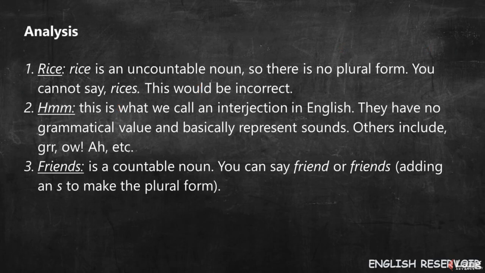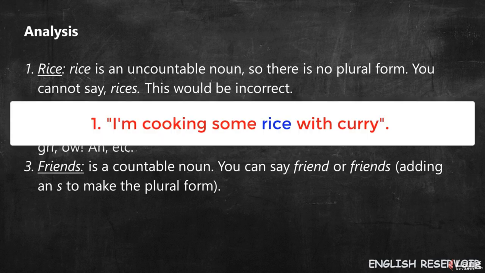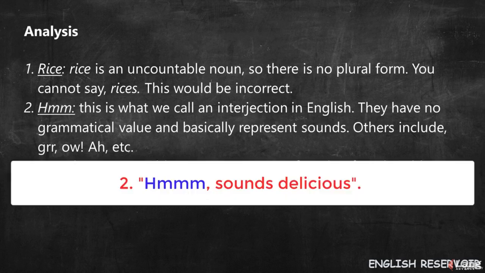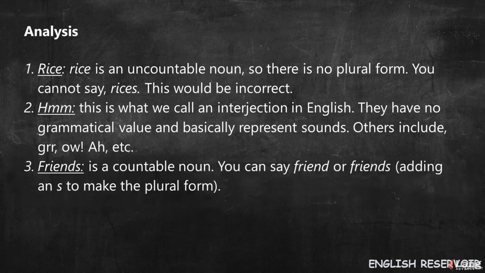Analysis. 1. Rice. Rice is an uncountable noun, so there is no plural form. You cannot say rices. This would be incorrect. 2. Good day. This is what we call an interjection in English. They have no grammatical value and basically represent sounds. Others include grr, ow, ah, etc.